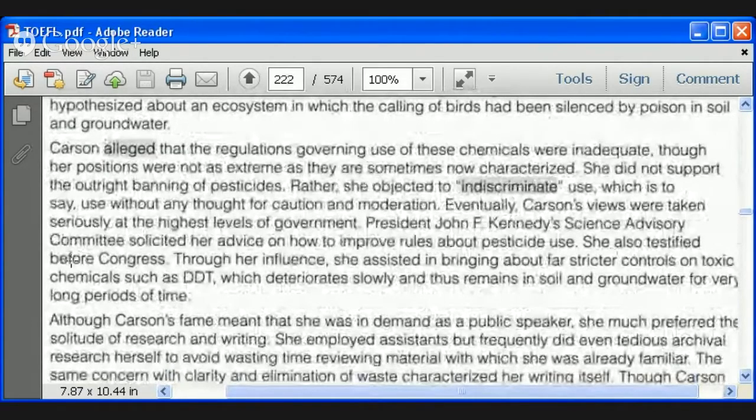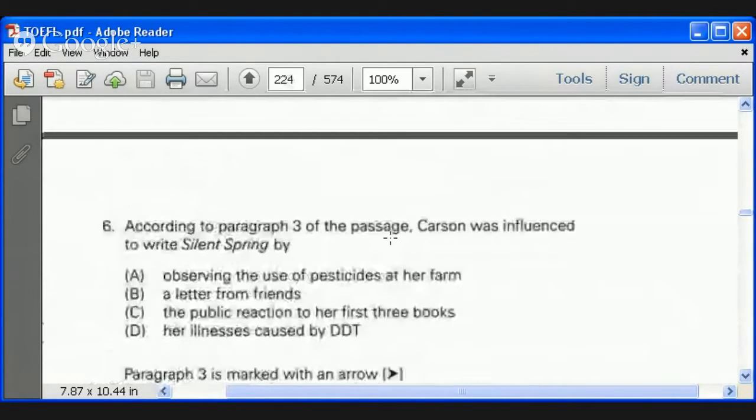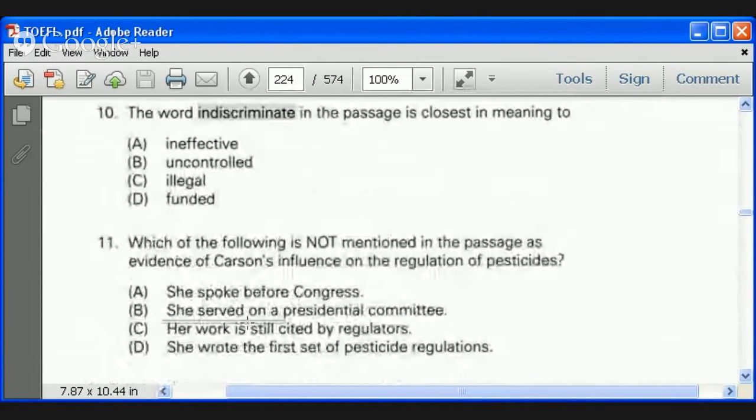Okay, his committee solicited her advice. So she obviously talked to the committee. All right, there's 2 down that appear. What's next? Okay, cited. Cited by regulators. Okay. All right.